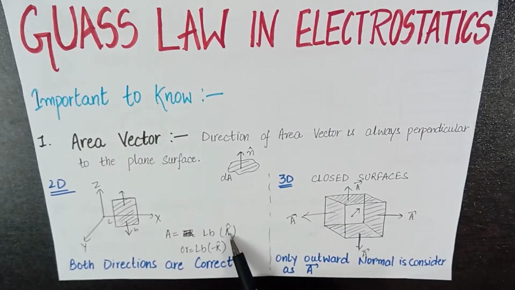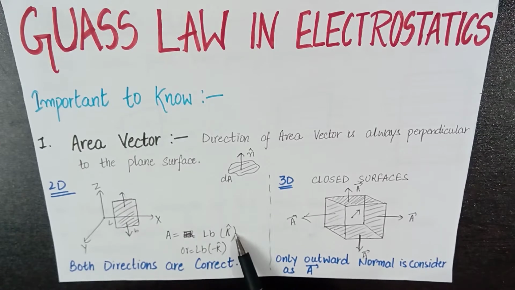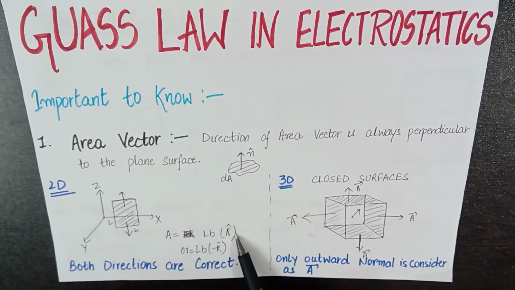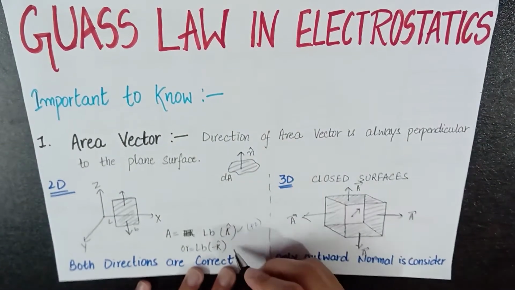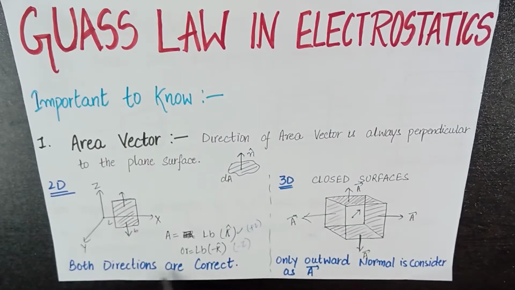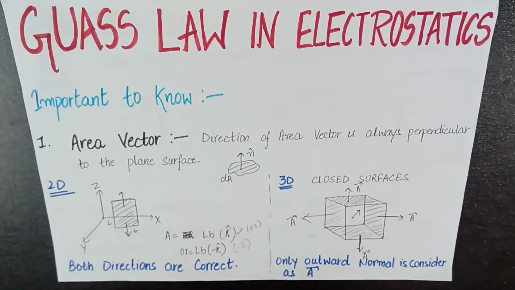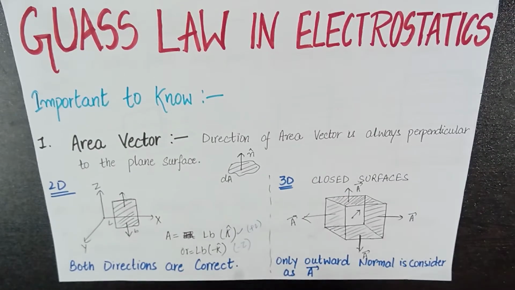So it could be plus k vector or minus k vector, because you know the k vector is the vector that gives the direction in the z direction. So plus k means plus z direction, minus k vector means minus z direction, that is the downward direction. So both the directions are correct. You can either write it as plus z or as minus z.